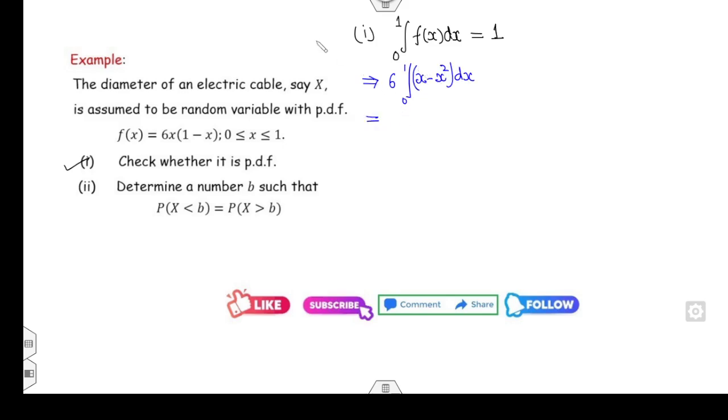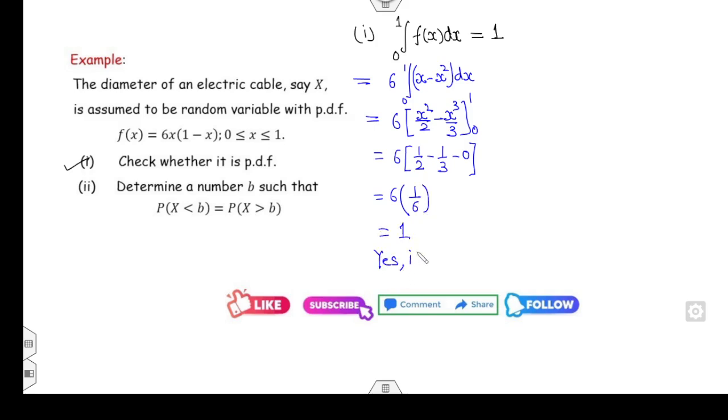Fine. So that number will be 6 times the integration of x, which is x square by 2, minus x cube divided by 3, from 0 to 1. So that will be 1 over 2 minus 1 over 3 minus 0. That number is 6 into 1 over 6, which is 1. Yes, it is a PDF. Fine. Because our target is to prove that it's 1. So yes, it's a PDF.